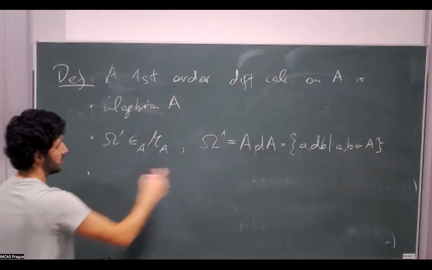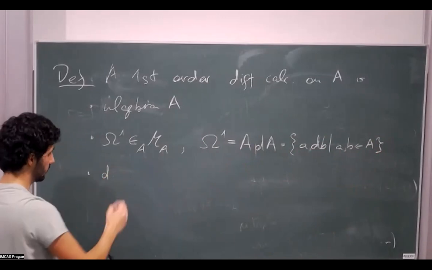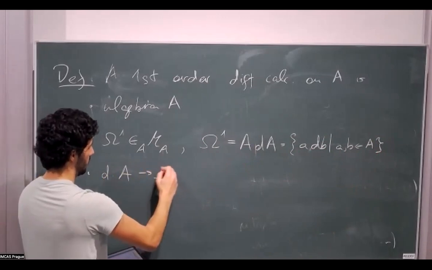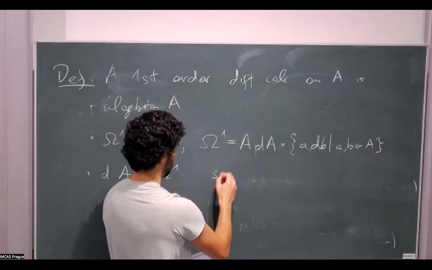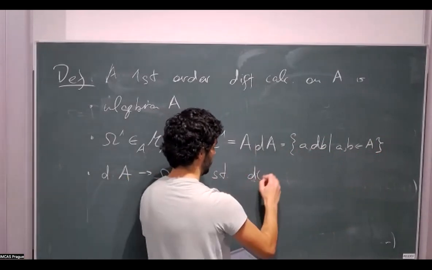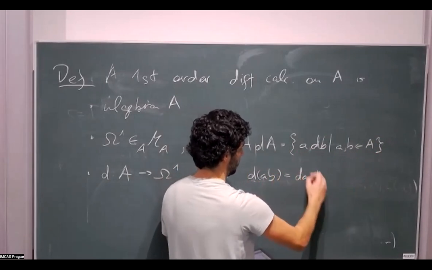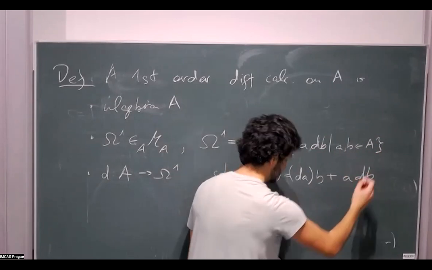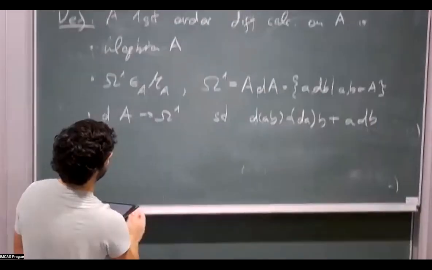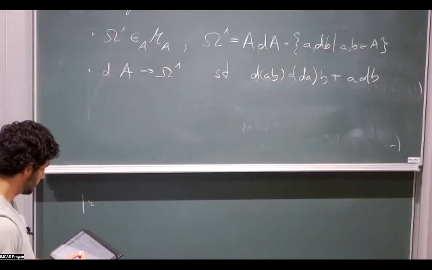And then, this D, I haven't defined it yet, it's just a differential, which would be a map that goes from A to omega-1, which satisfies the Leibniz rule, such that D(AB) is equal to (DA)B plus A dB. So this is just the bare minimum of what we can extract from one forms in a classical geometry.